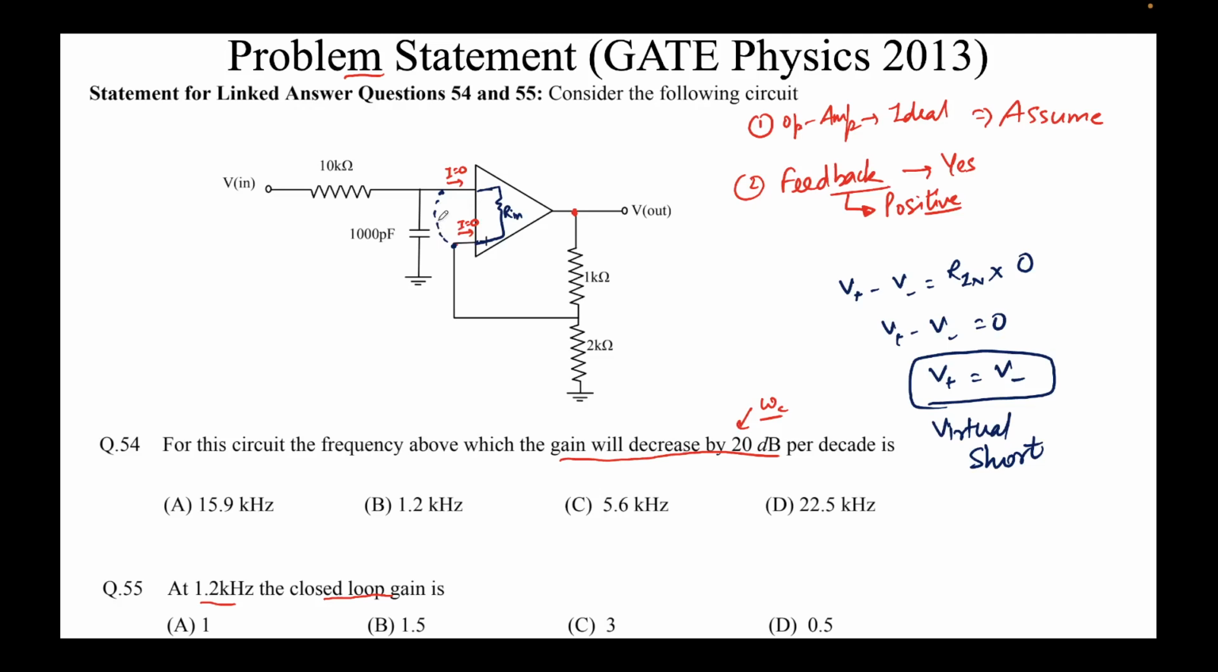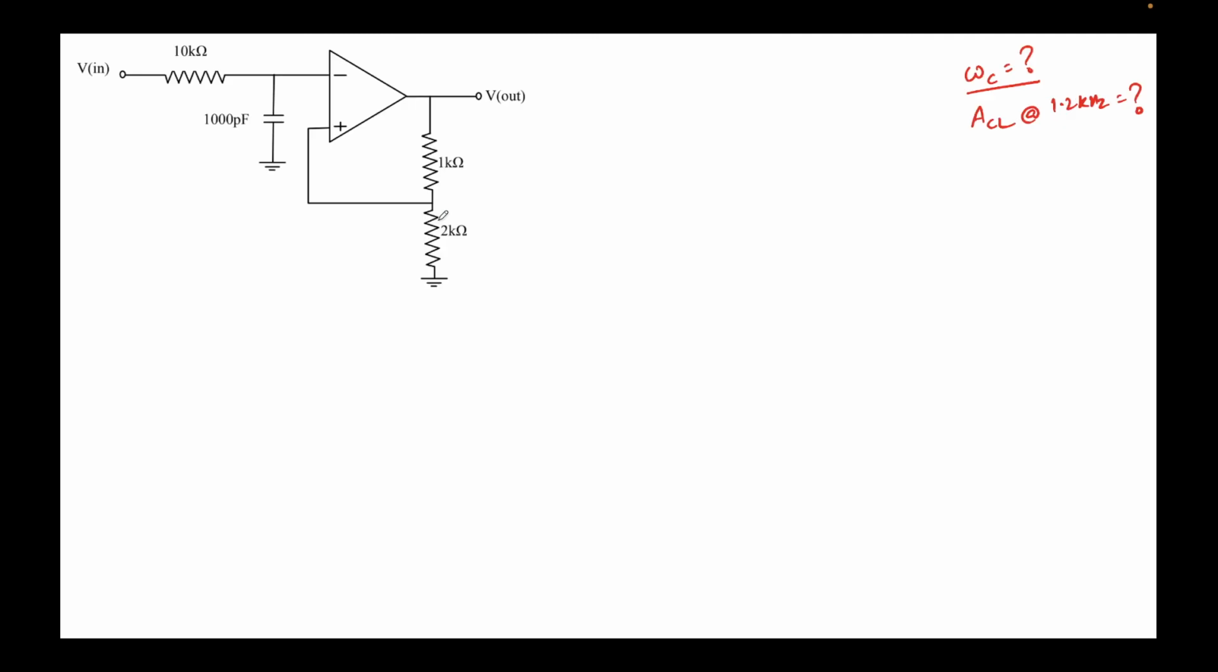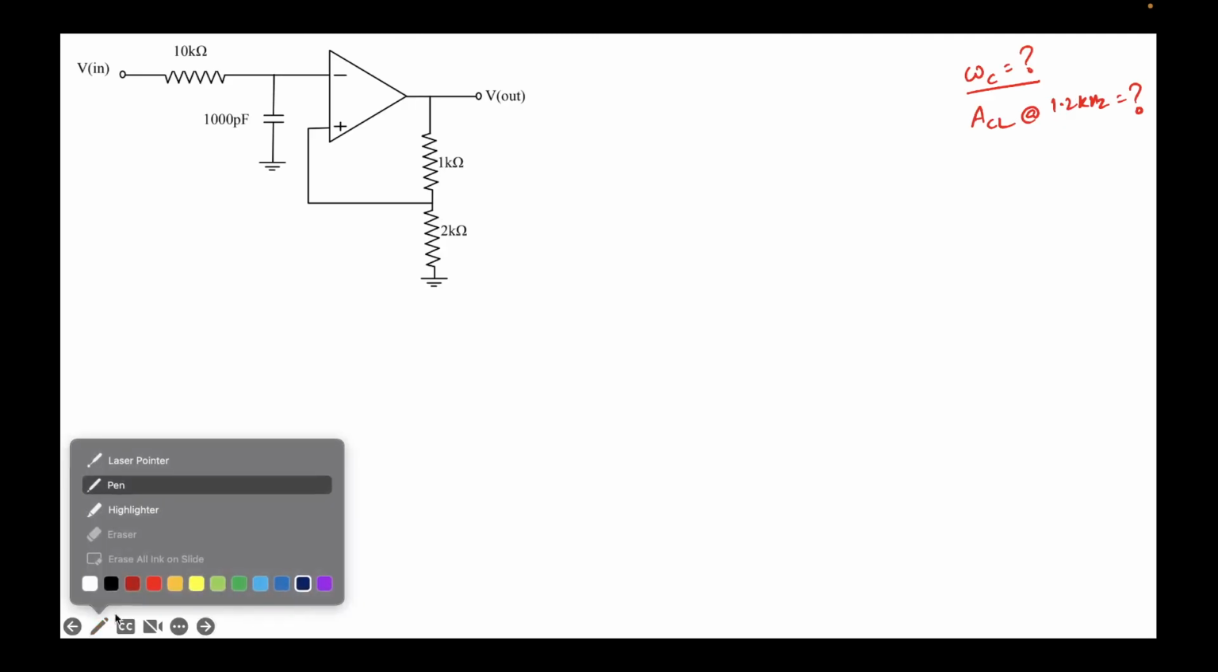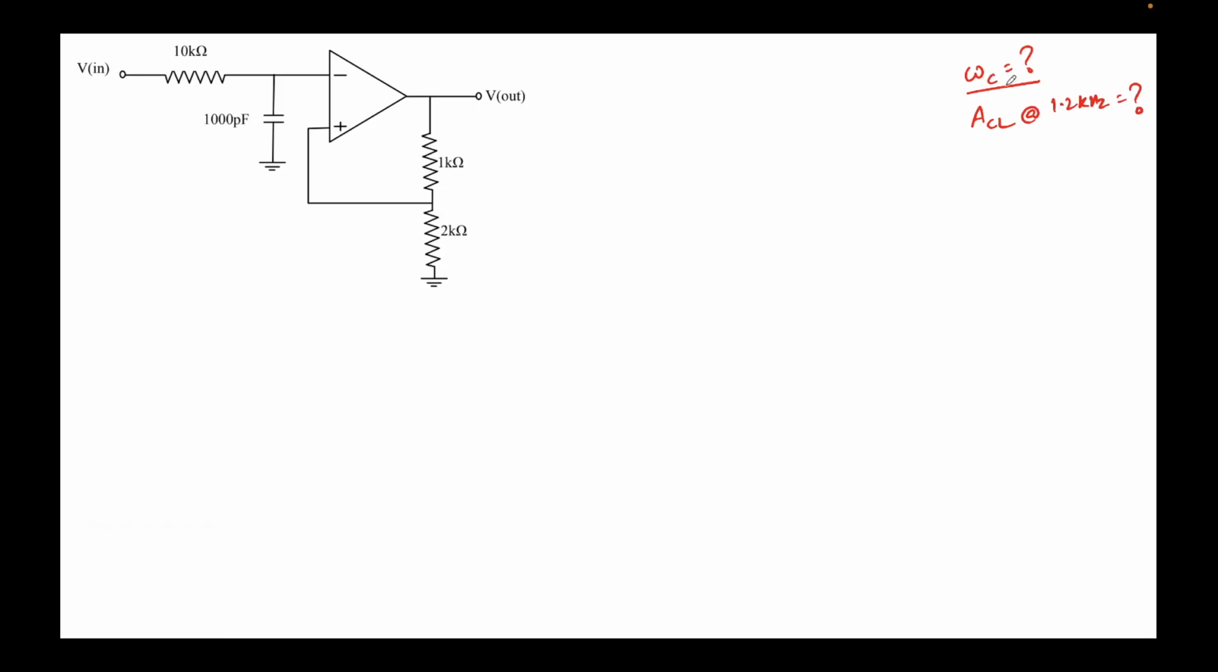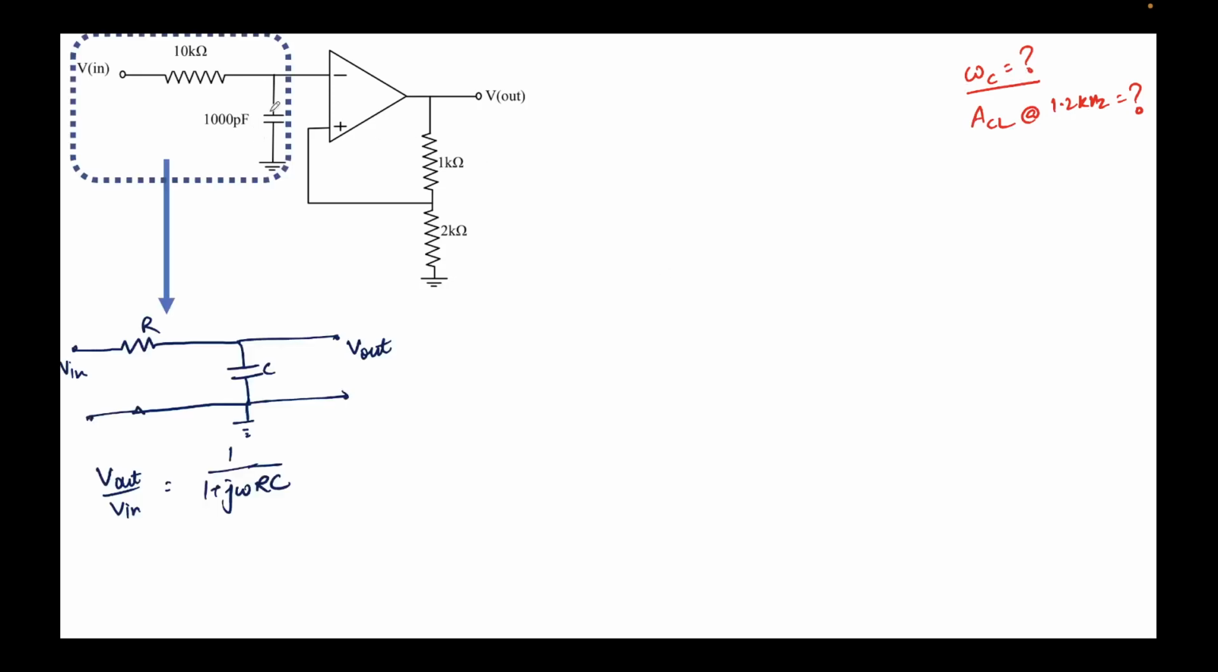Now we'll go ahead and try to solve our problem. This is the circuit that was given to us, and I've just drawn the circuit again here, and we are required to find the cutoff frequency, which is denoted by omega c, and the closed loop gain at 1.2 kilohertz. Now if you look carefully, the left half of the circuit is nothing but a low pass filter. This is the general circuit of a low pass filter. Now if you see the left half, this blue rectangle resembles exactly this, right?